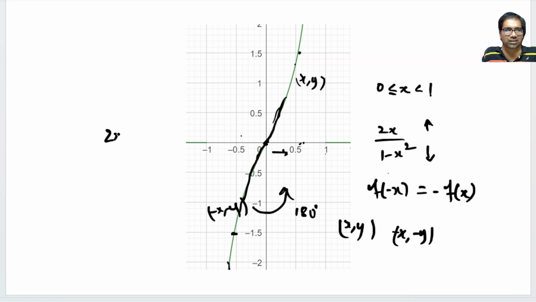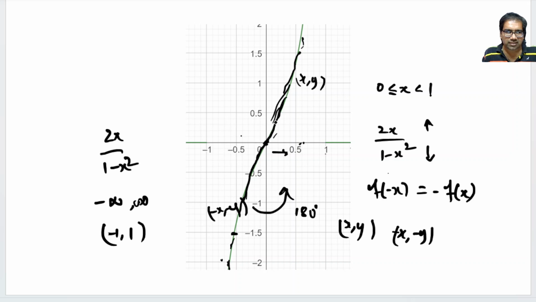This function 2x by 1 minus x square can take any value from minus infinity to infinity when x lies between minus 1 to 1. Right, that's what we have realized. So it can take any value between minus infinity to plus infinity. And at the same time, this is continuously increasing. Right, this is continuously increasing. That's why this is a one-one function also.